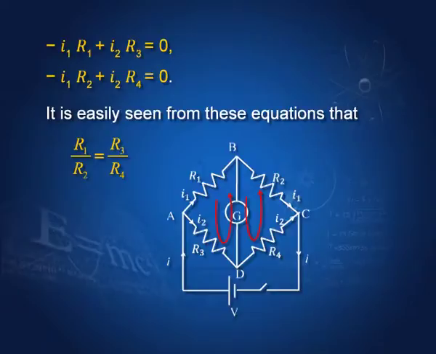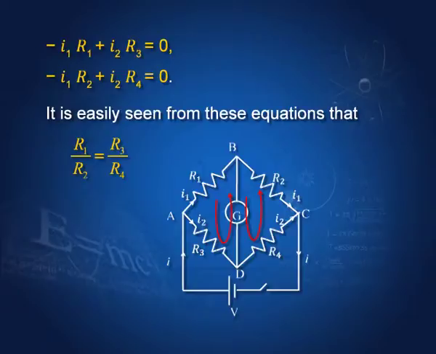no current through this. So, in this loop, I1 R1 plus I2 R3 is equal to 0, and in this loop, I1 R2, this is in this direction, so I2 R4 minus I1 R2 is equal to 0. So, we can solve them, take this on this side, divide one by the other, and you will get R1 by R2 is equal to R3 by R4. This is known as the balanced condition for the balance of the Wheatstone bridge.